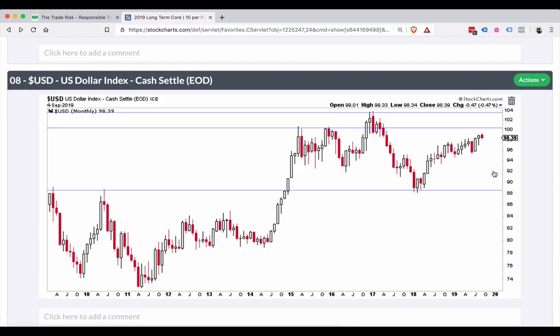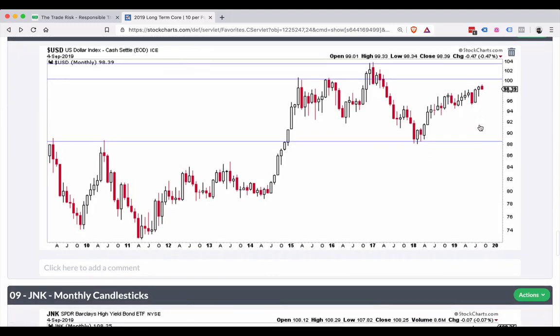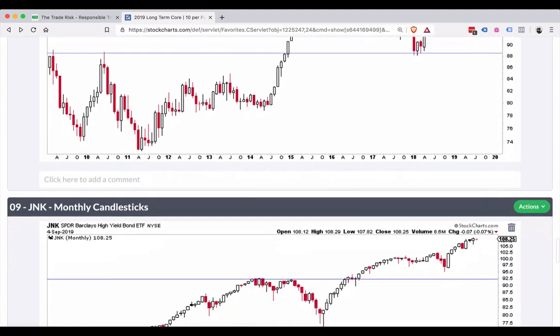Again, it has been mostly range bound here, but it has been working itself higher. We don't really see that stopping as of right now. It looks like it wants to still climb up here to perhaps this $100 area where it's been in the past. So USD continues to move higher, but again, no real other new technical insight there.